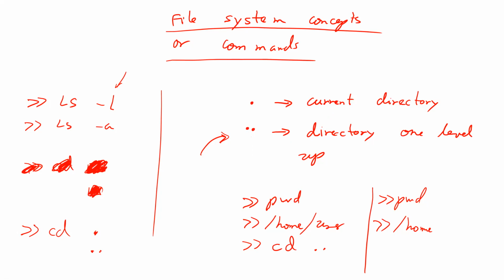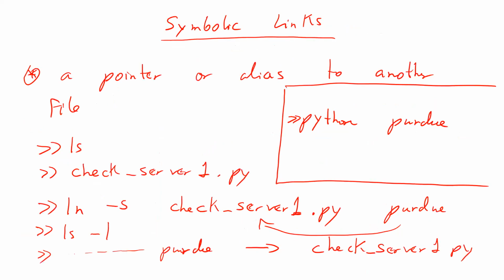So for instance, if I do the pwd command, remember that gives me the full path of wherever I am. Let's say that I'm in the user folder. Then if I do pwd, it's going to give me home user. Now, if I cd dot dot, and then I do pwd again, I'm going to end up in home, right? Because that just means that I've gone up one level. So the dot dot, as I said, just means directory one level up, okay? Pretty straightforward.